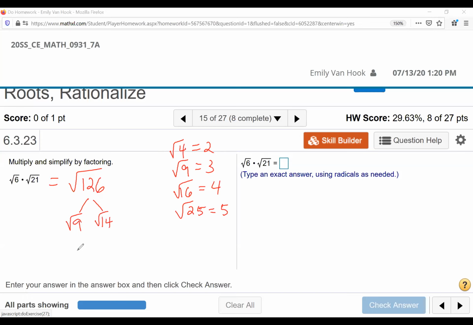The square root of 9 is 3. Now I know 14 is 2 times 7, but neither of those is a perfect square, so that's not really helpful. 14 is not a multiple of any of these perfect squares. It's not a multiple of 4, it's not a multiple of 9, and then when we get to 16, that's too big. So I get to leave the 14 where it is under the square root, and our final answer is just 3 times square root of 14.